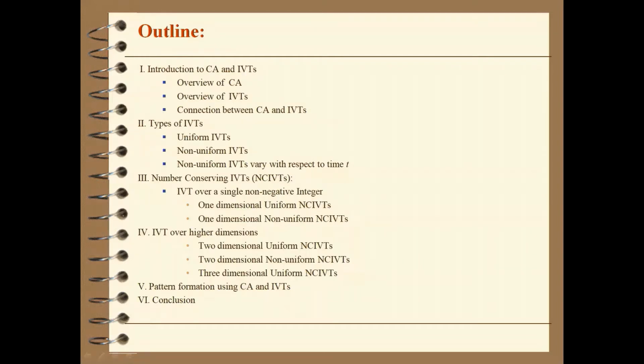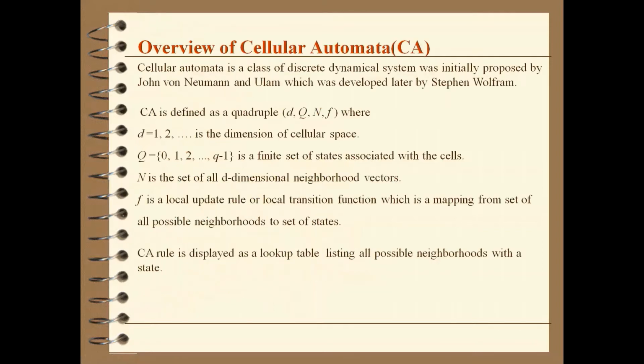And this is the outline. First section contains introduction to CA and IVT. Secondly, types of IVT. In third, number conserving IVT. In fourth, IVTs over higher dimension. Next, pattern formation using CA and IVTs. Lastly, conclusion. I introduce briefly about CA.